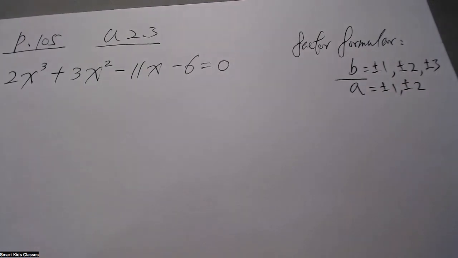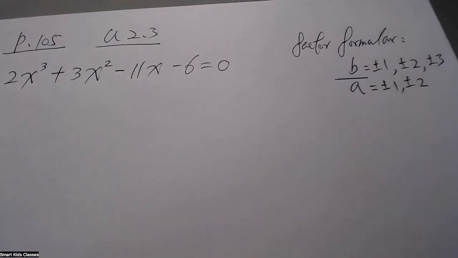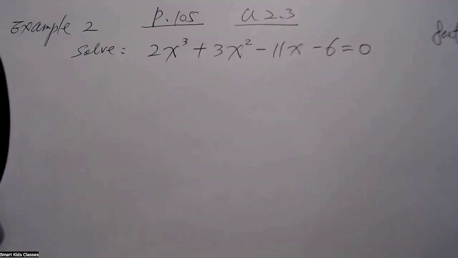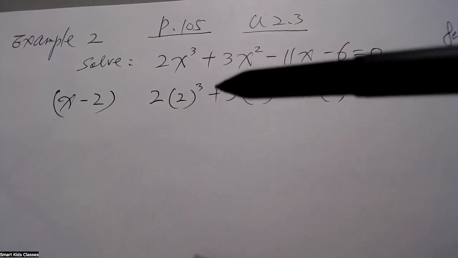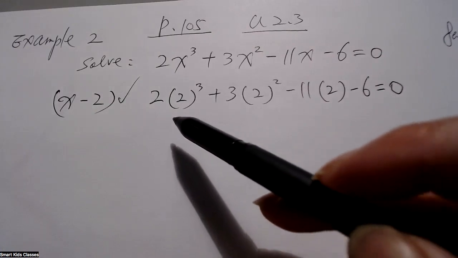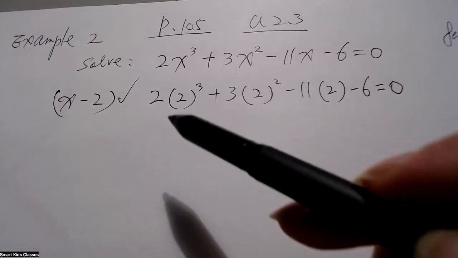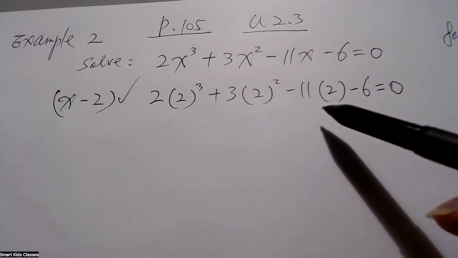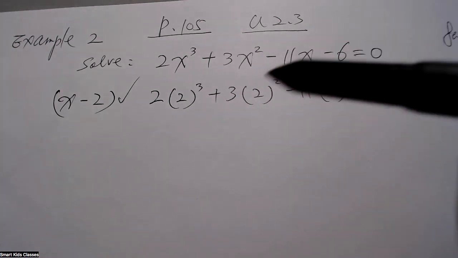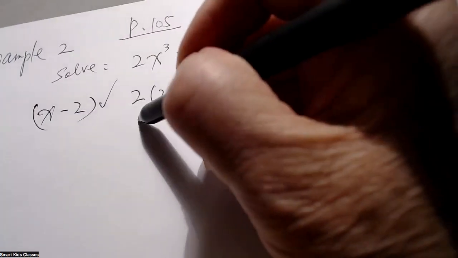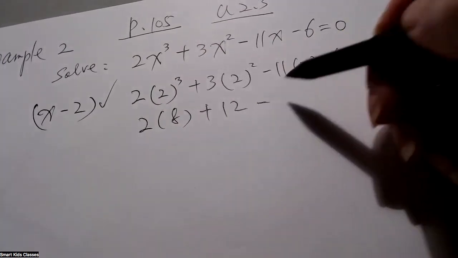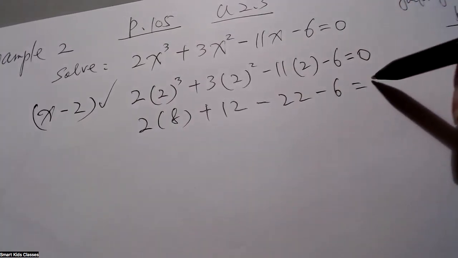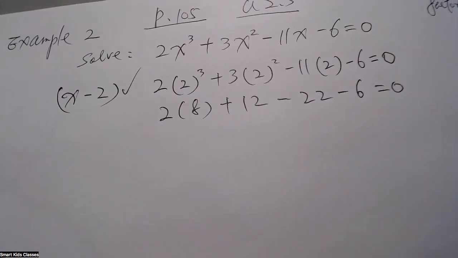Now we're going to use a calculator to find which ones are factors. I'm going to use my calculator to try it. I find x minus 2 is a factor. If I put 2 into 2x exponent 3 plus 3x squared minus 11x minus 6: 2 times 8 is 16, plus 12, minus 22, minus 6. It equals 0. So we find the first factor.